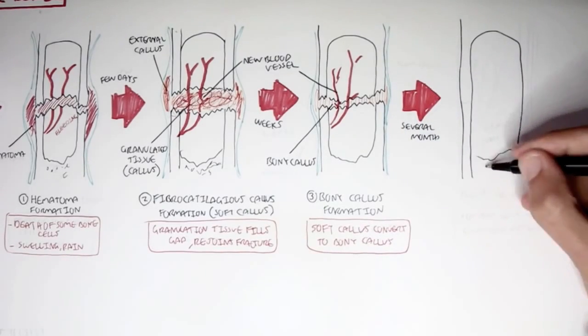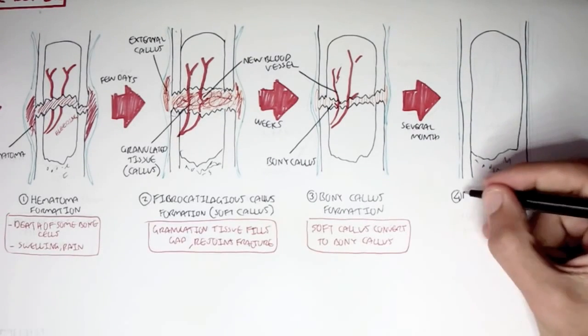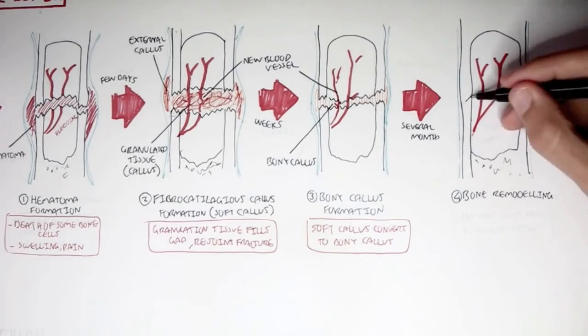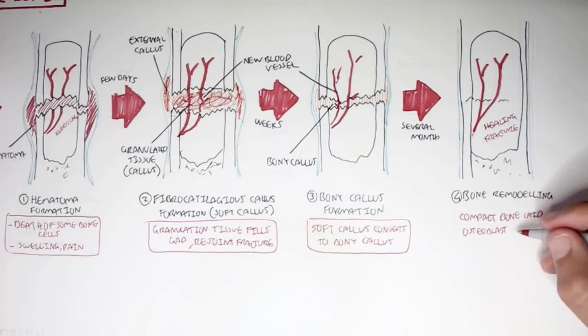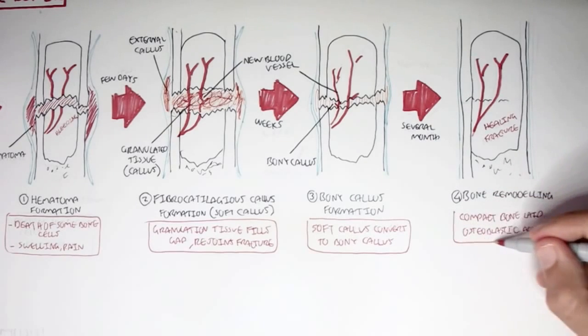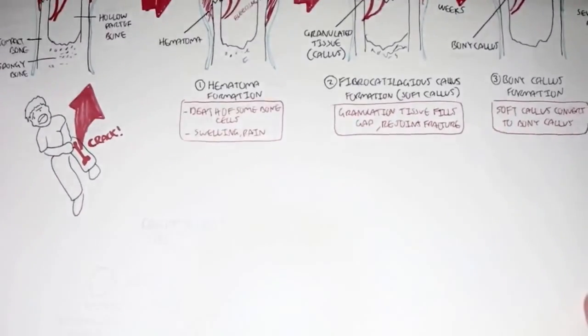Then after several months, the bony callus will remodel to become fine bone. So this is the bone remodeling stage, where the bony callus is remodeled to become strong new bone. So healing occurs. And the compact bone is laid down, and osteoblastic activity also is increased during this stage. So essentially, the previously fractured bone is now completely healed after the 4 stages. Hematoma stage, fibrocartilaginous callus stage, the bony callus stage, and the last stage, which is the bone remodeling stage.